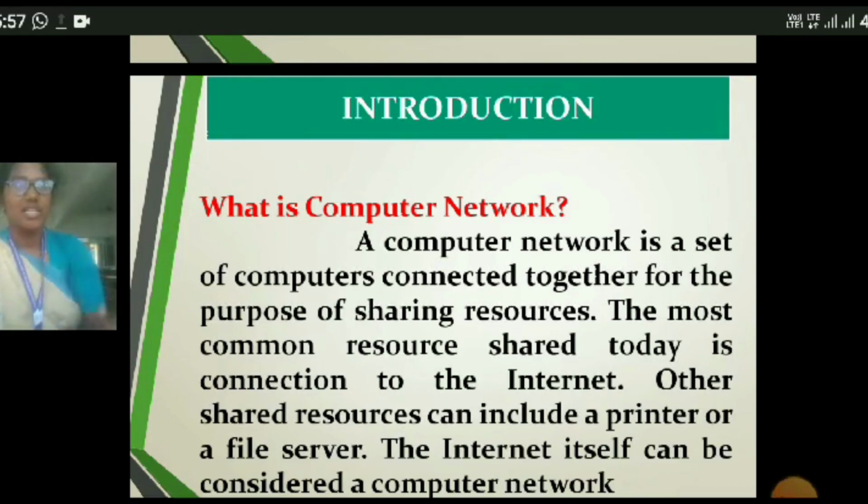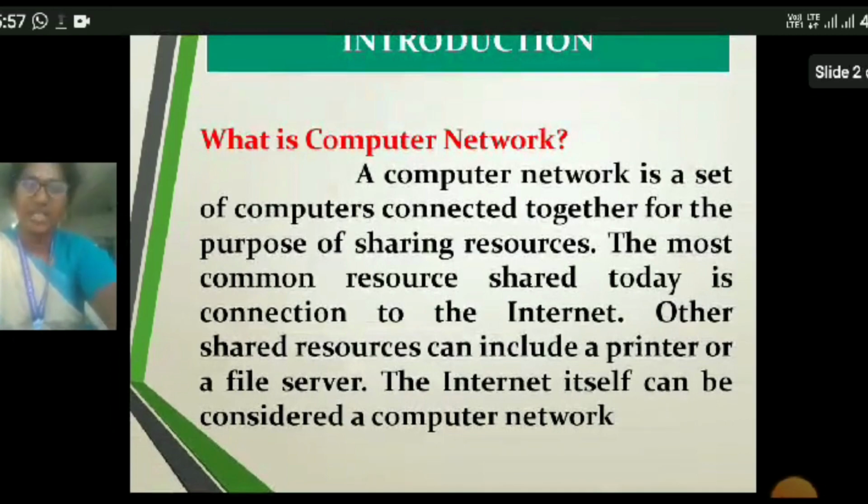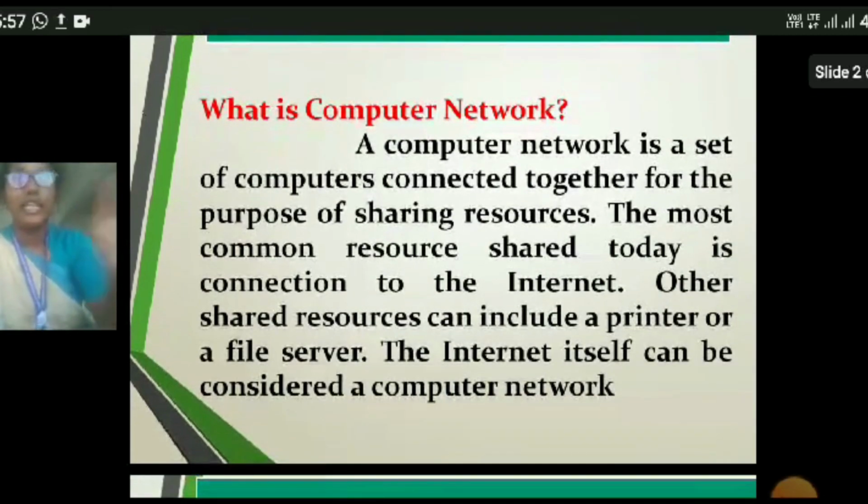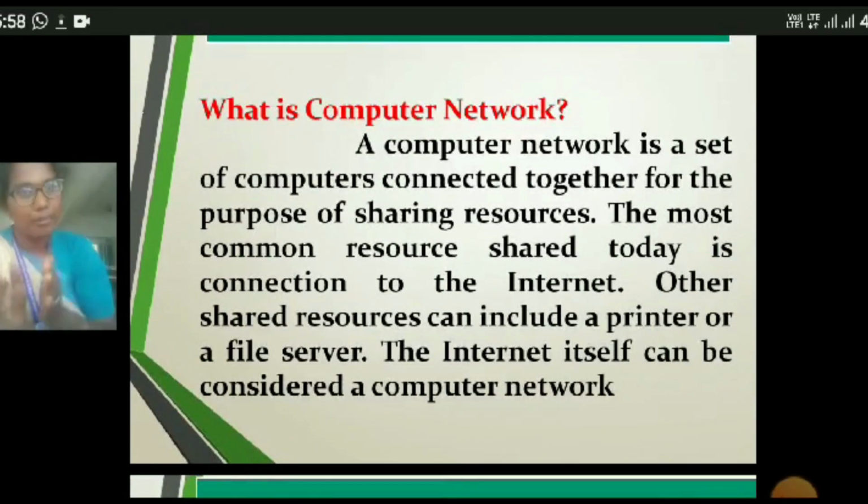Via the internet, we can share resources, like messages, while connected to a different set of network devices. Other shared resources can include a printer or a file server. The internet itself can be considered a computer network because it connects various devices to share the network all over the world.